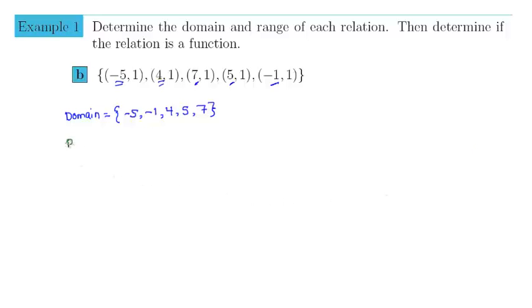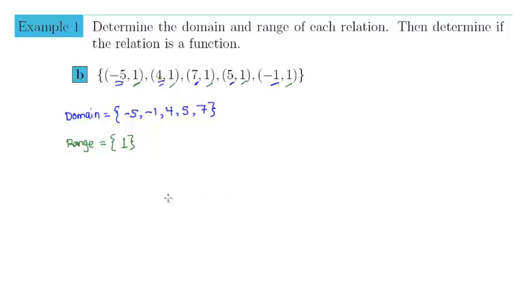Let's do the range. The range, recall, is your set of outputs, your y values, the second coordinate of each ordered pair. And notice in this relation, the range simply is the single number 1. It occurs over and over and over again. So the range consists of one value, and that being 1.